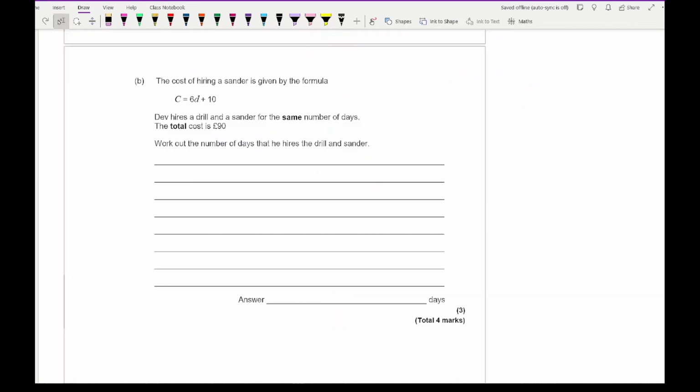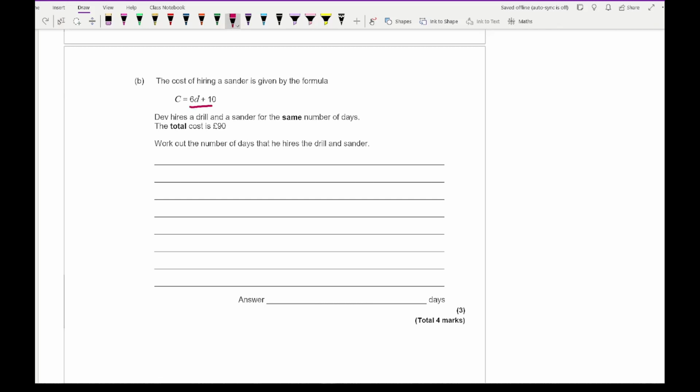Then question B says that the cost of hiring a sander is given by the formula C equals 6D plus 10. Now Dev hires a drill and a sander for the same number of days. The total cost is £90. Work out the number of days he hires the drill and the sander.